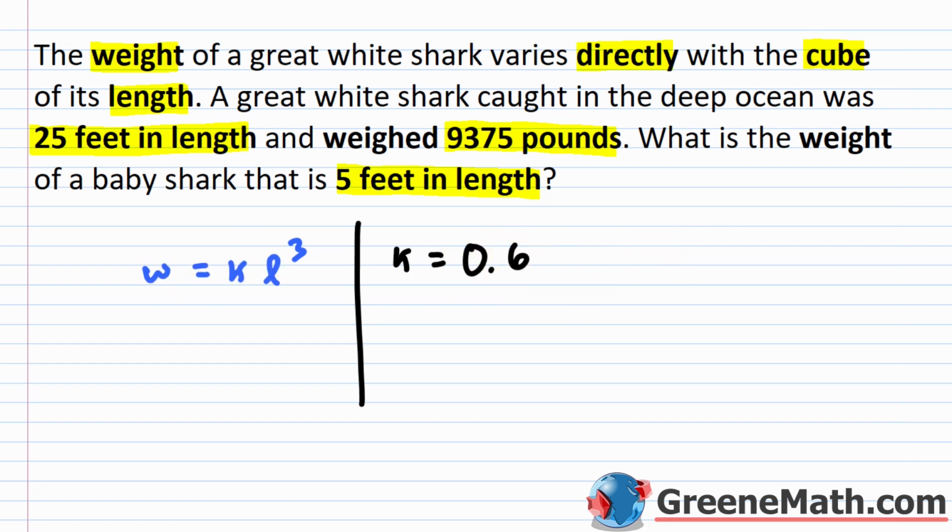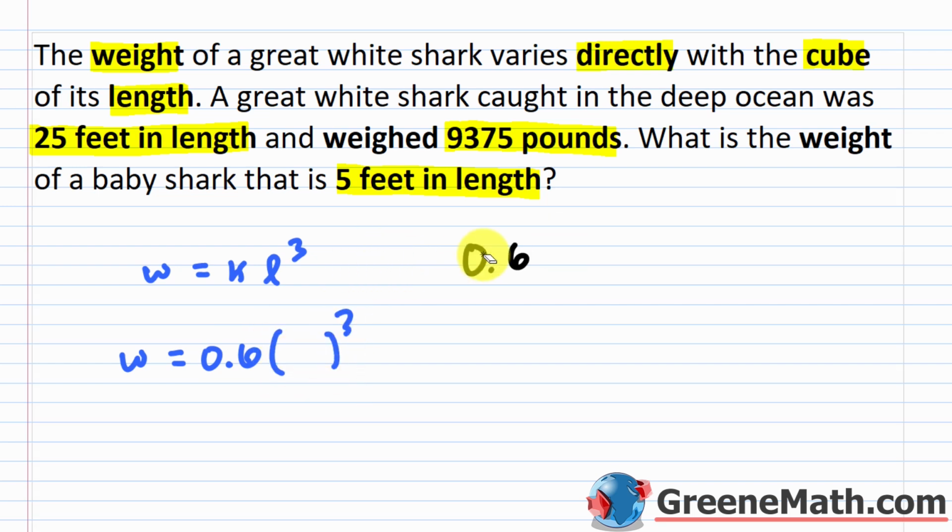Again, you could just update the model. So your W, that's your weight, is equal to your k, your constant of variation, which is 0.6, and then times whatever your L is, and that's going to be cubed. So I'm just going to write it like this, and we're going to plug in right now.